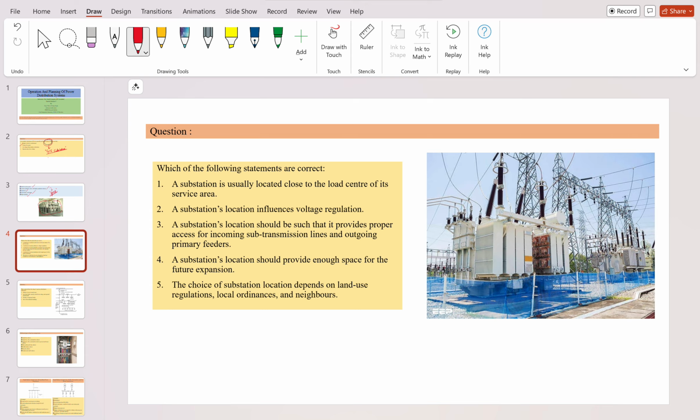Okay, let me give the solution. I got a few of the answers. Option three. No, no. Actually, all the options are correct.